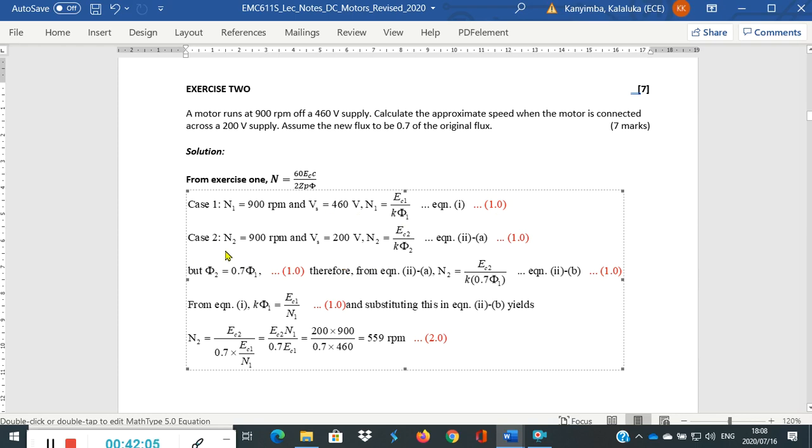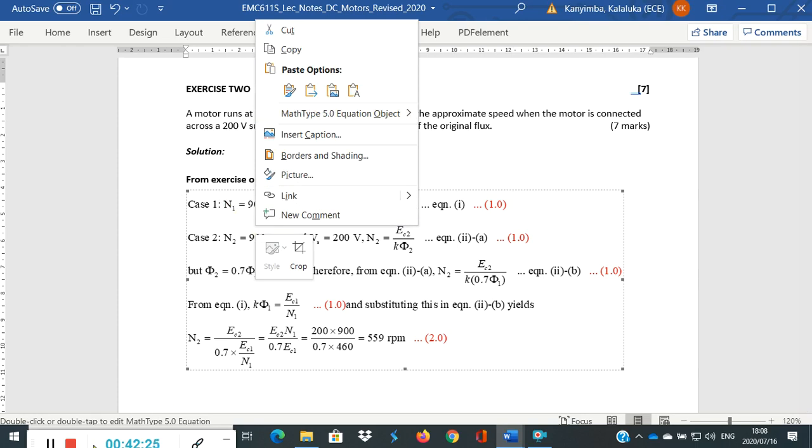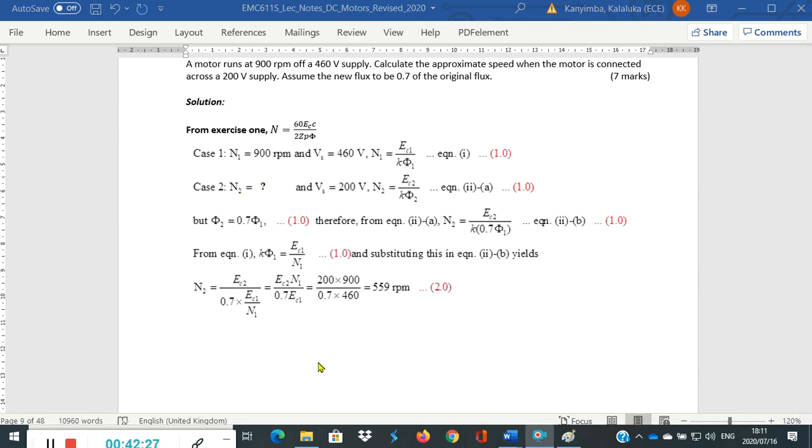Case 2, N2 is equal to, oh, here we don't know the speed, so this is a small error. We should have said N2 is equal to a question mark. So let me just correct that small error. With that small correction, let's go through it again. For case 2, N2 is not known, so I'll put a question mark there.